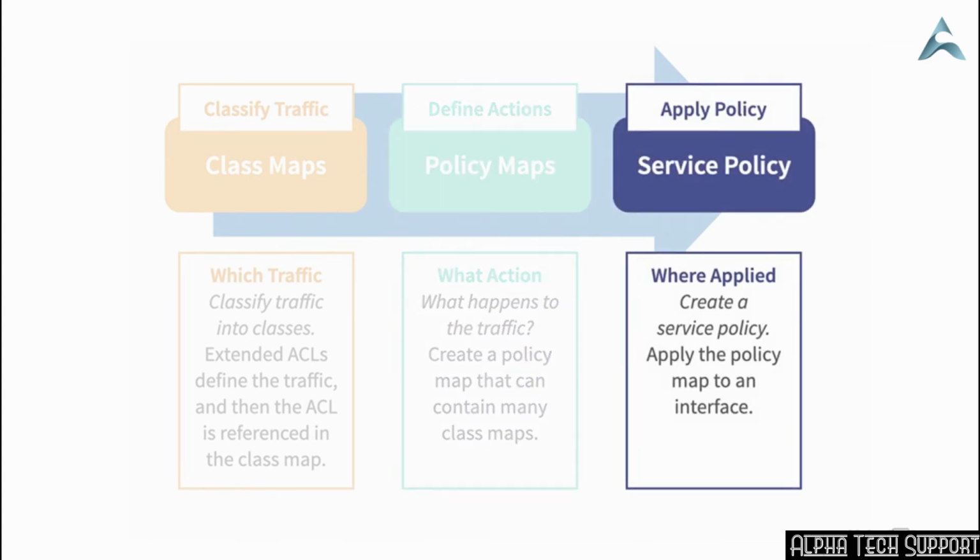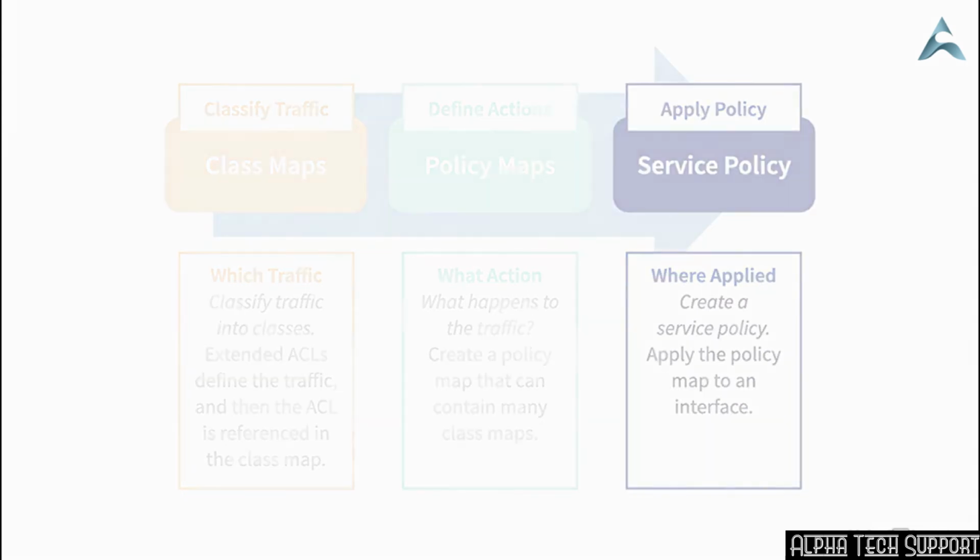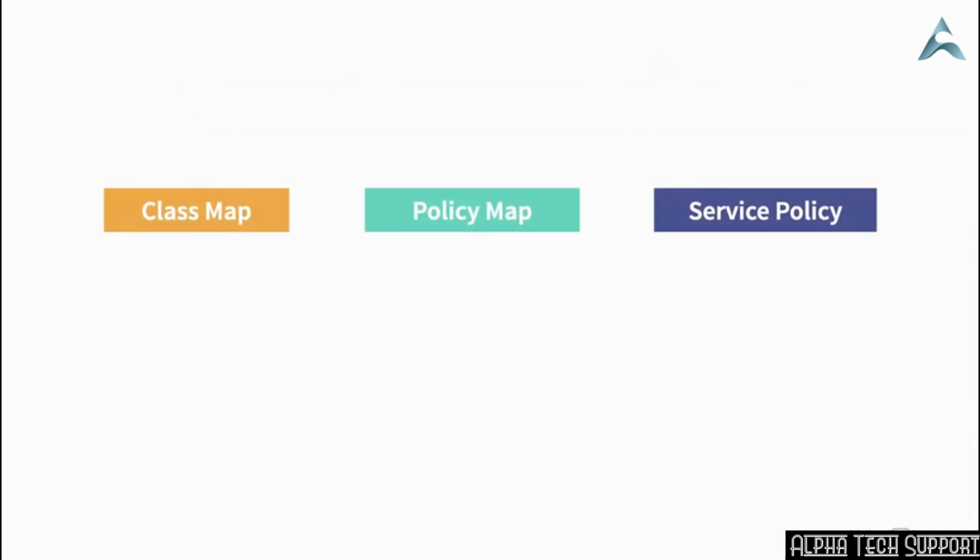And a service policy is used to specify where the policy map should be implemented. We create a service policy and then apply the policy map to a specific interface. For example, let's discuss 2 examples of how the Modular Policy Framework might be implemented.